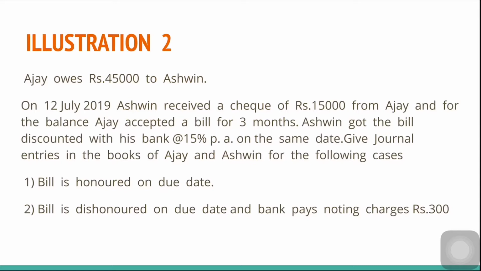Ashwin got the bill discounted with his bank at the rate of 15% per annum on the same date. So we have to calculate the discount. Give journal entries in the books of Ajay and Ashwin for the following cases. First, when the bill is honored on due date, and next, when the bill is dishonored on due date and the bank pays noting charges of rupees 300. So we have to prepare journal entries in the books of both Ajay and Ashwin. Okay, so let's draw the journal and start.